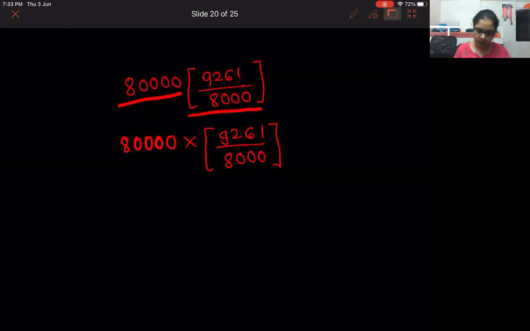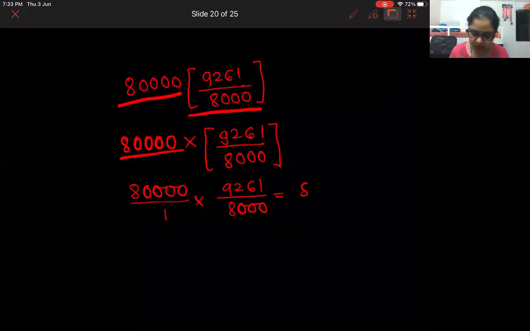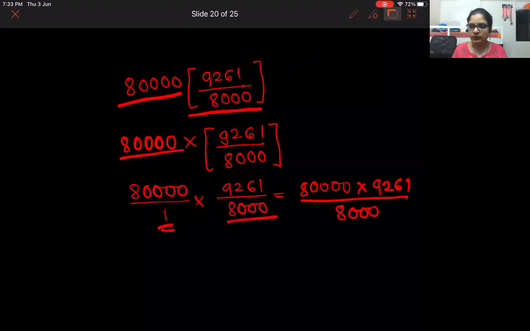Let me explain this once. This 80,000 can be considered as 80,000 upon 1 multiplied by 9261 upon 8,000. Now we will multiply the similar way we did it for two fractions, 2 upon 3 multiplied by 4 upon 5. Same thing. This gives me 80,000 multiplied by 9261 upon 8,000. Why 8,000? Because 1 into 8,000 is going to be 8,000 only.